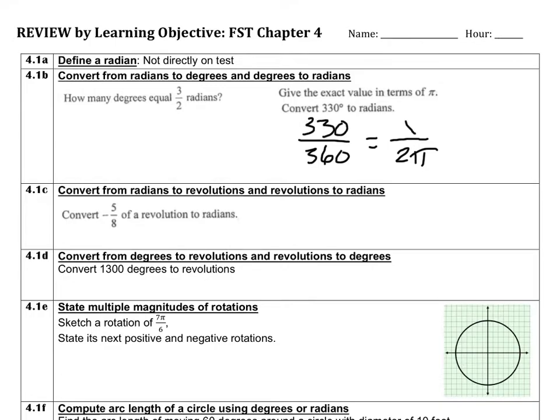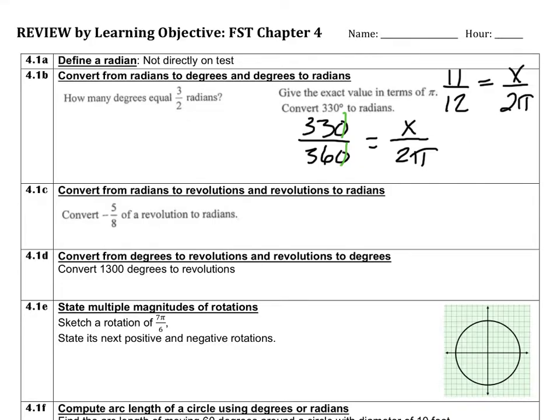Now, the first thing I would do is try to simplify this side. It'll just make things easier for you. So to simplify, we can cross off the zeros. And then if you look at this, I can actually divide 33 by 3 and 36 by 3 and get 11/12. So let's rewrite this as 11/12 is equal to x over 2 pi.